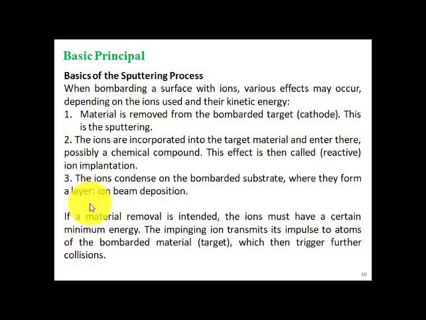The third effect can be the ions which are striking on the surface of the target. They condense on the bombarded substrate where they form a layer. So this process is called ion beam deposition. If a material removal is intended, the ions must have a certain minimum energy.